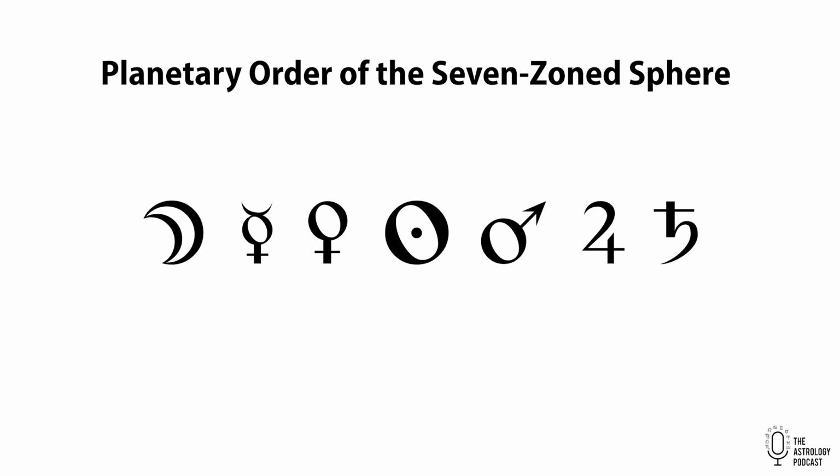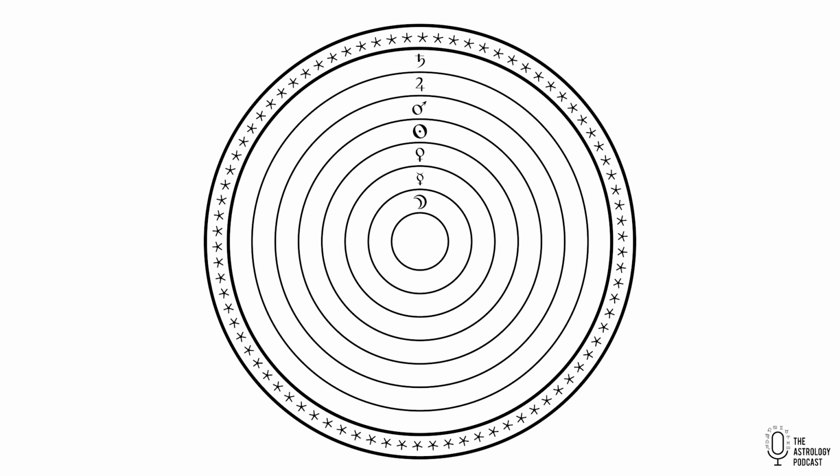Then the next planet is Mars. Then the next planet after that is Jupiter. And finally, the next planet after that is Saturn. So this is what I'm going to be calling the planetary order of the seven zone sphere, or what has been called in most modern discussions for hundreds of years the Chaldean order.